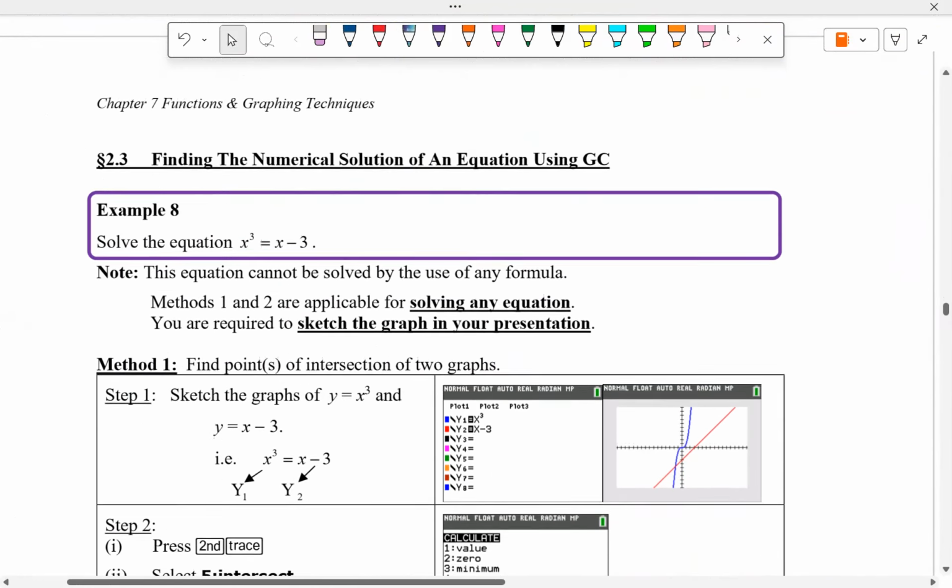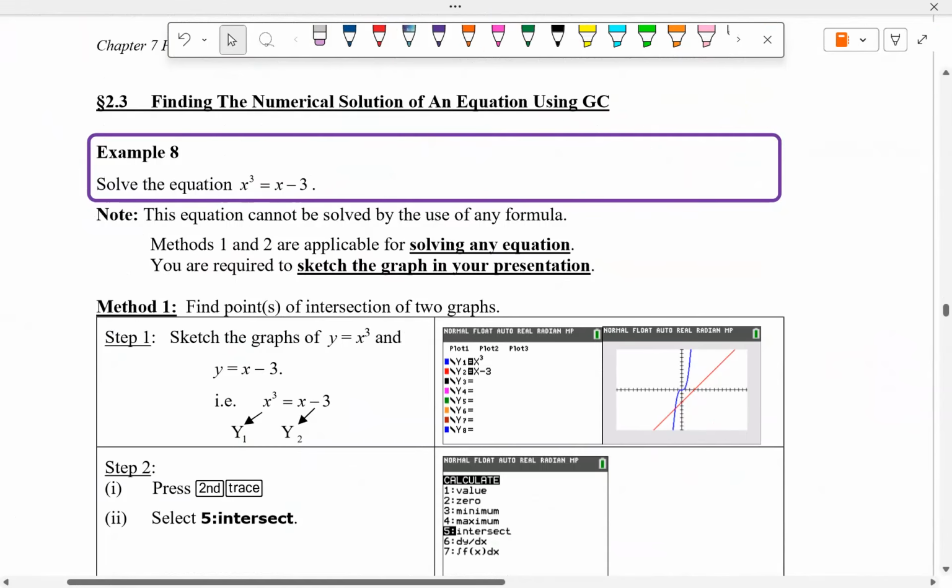Now let's move on to the second concept, finding the solution of any equation using GC. So for example, if the question says, solve the equation x cubed equals to x minus 3. Okay, there is no formula for you to solve this equation.